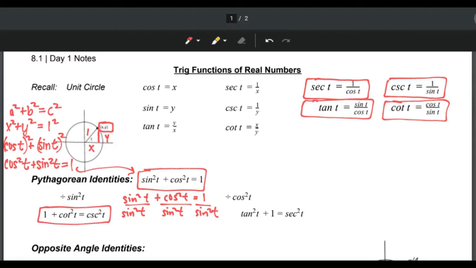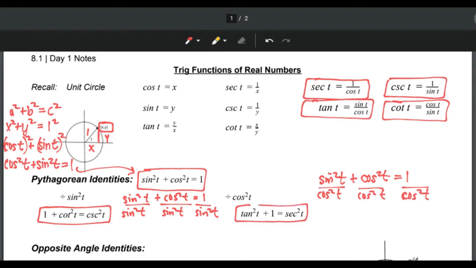If instead of dividing by sine squared of t, we divide by cosine squared of t, we could reduce each of these three fractions to get this third Pythagorean identity. So we know that sine over cosine is equal to tangent. So if we have sine squared of t over cosine squared of t, that we know is tangent squared of t. And anything over itself is going to be equal to 1. And then 1 over cosine is secant, so if it's 1 over cosine squared, then it's secant squared of t.